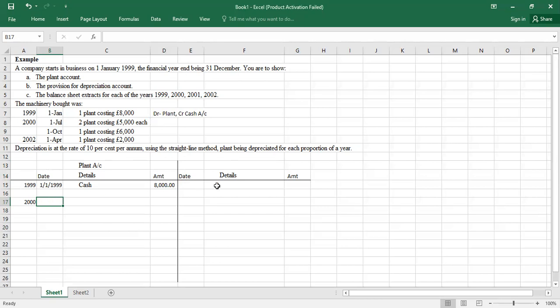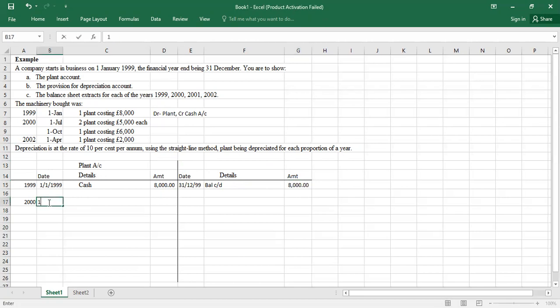But before that, because I didn't acquire any machine here, then in the year ending 31st December 1999, I go ahead and have a balance. Go downward, carry downward, so that I close that book. And the balance will be 8,000. So that when I open my year here in January, now the year is 2000, I'm going to have the balance brought downward of 8,000.